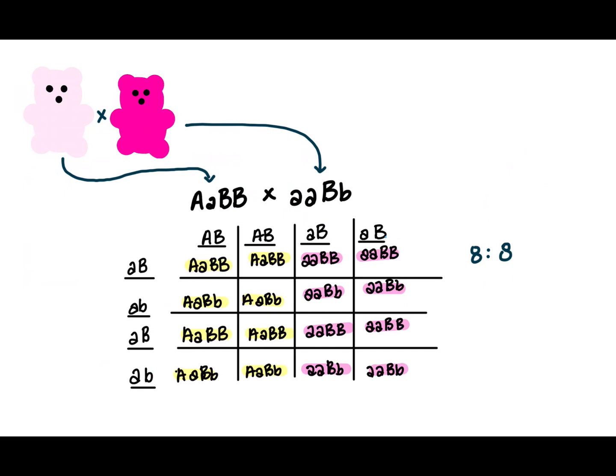Lastly, let's look at a test cross between 2 parents of the following genotypes. Based on our knowledge of the genotypes, this cross would produce only 2 phenotypes with a ratio of 1 to 1, light pink to hot pink.